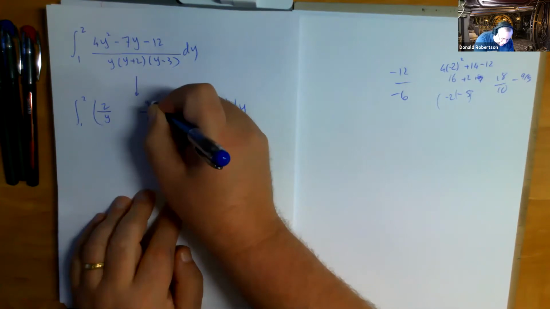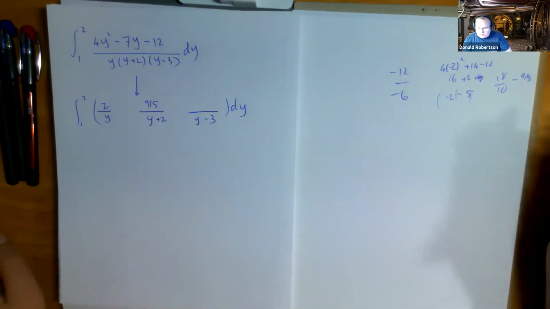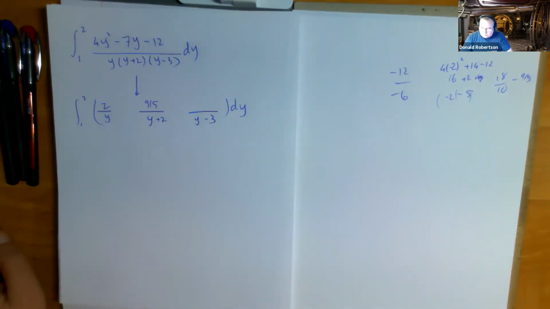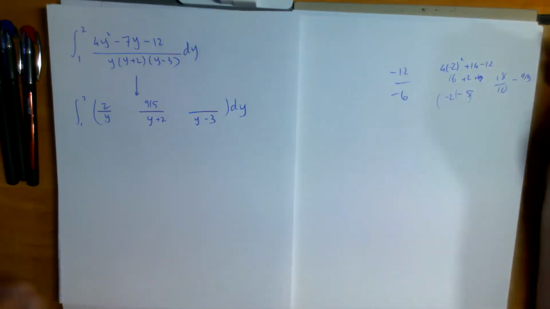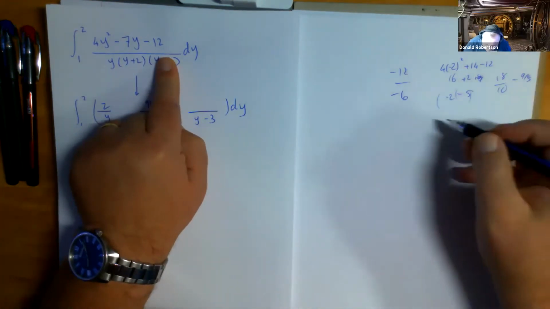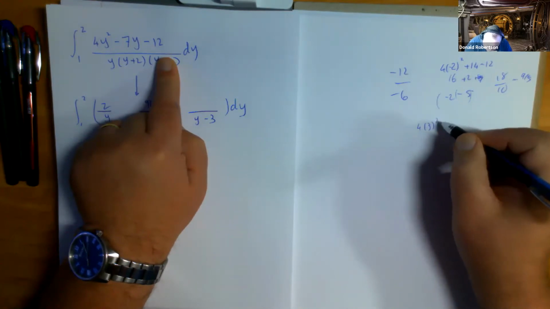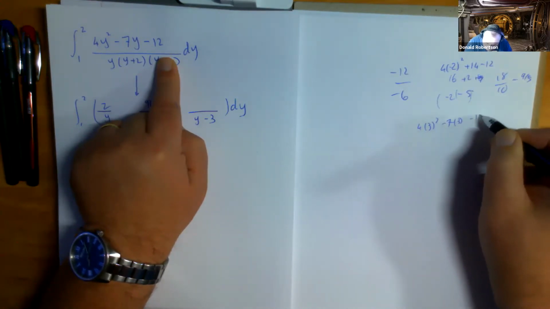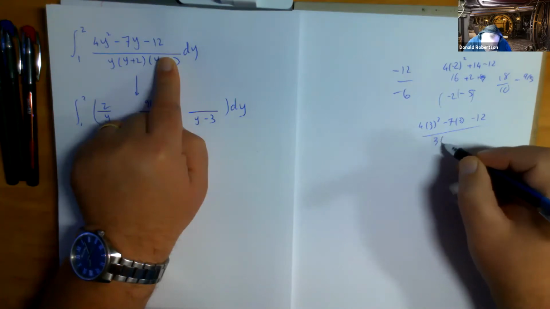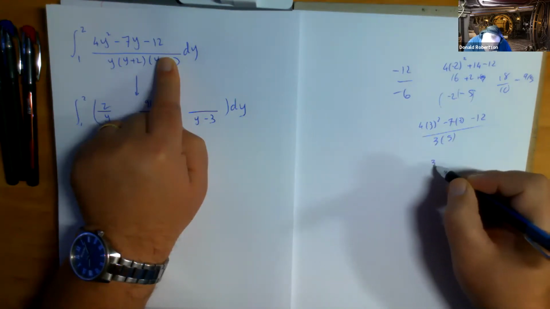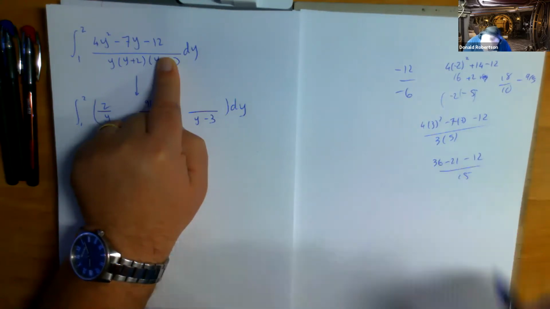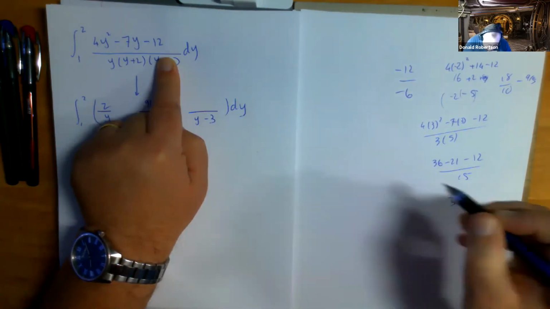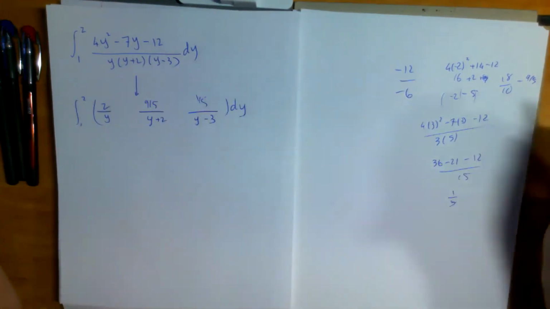Does 9/5 look right? Did you get 9/5 for B? Yes. Okay. Right, let's do the last one then. So 3 squared, 7 lots of 3, take away 12. 3 times 5, that's 36. Take away 12. 15. I get 1/5 for the other one. Does that look right?